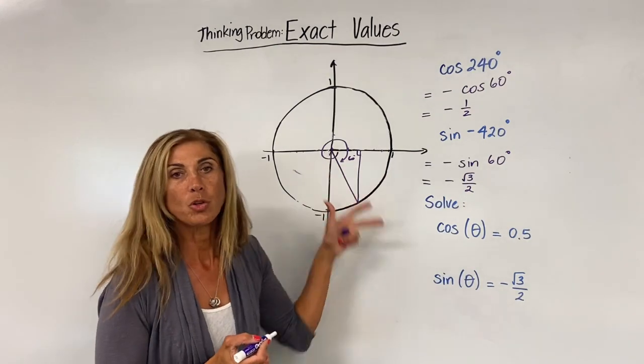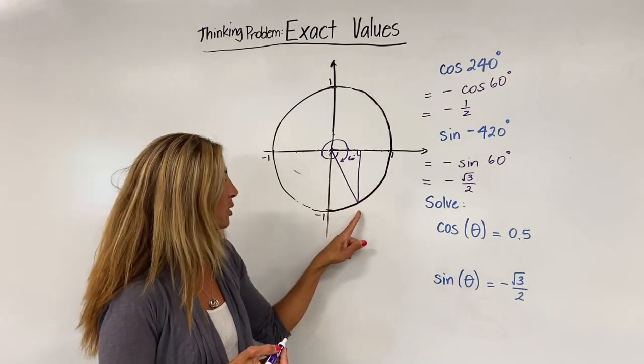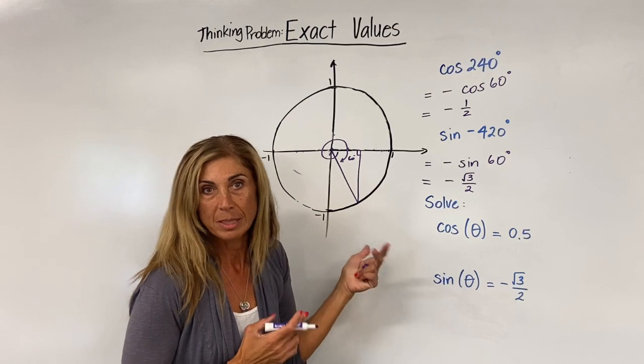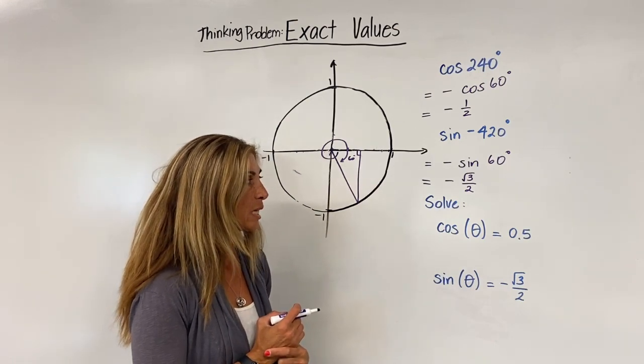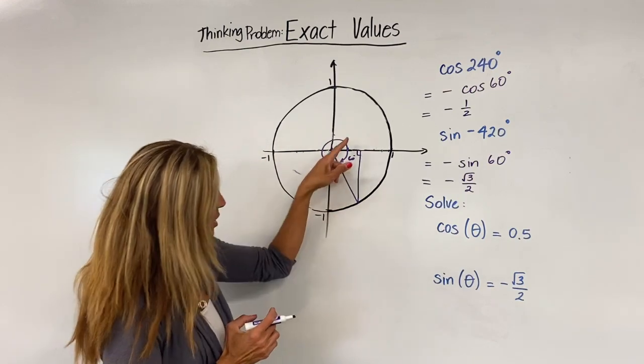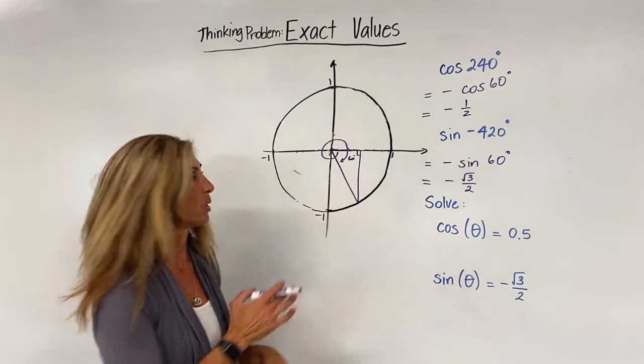And again, if you've drawn your diagram, you should be able to ask yourself, does that look reasonable? Yes, radical 3/2 is roughly 0.8 something, so does it look like I have a vertical measurement of 0.8?